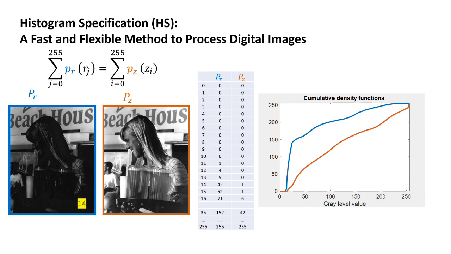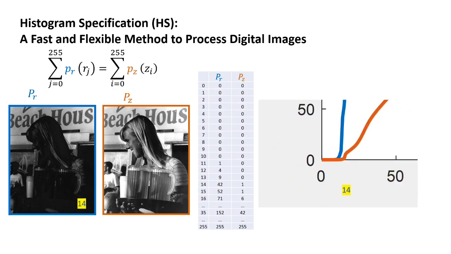So for example, for a pixel level 14, the histogram equalization would tell me that that 14 needs to change in the original image to a value of 42, as we can see on the table. Now I need to see where that 42 lands on the other lookup table, the CDF associated with the nice image.